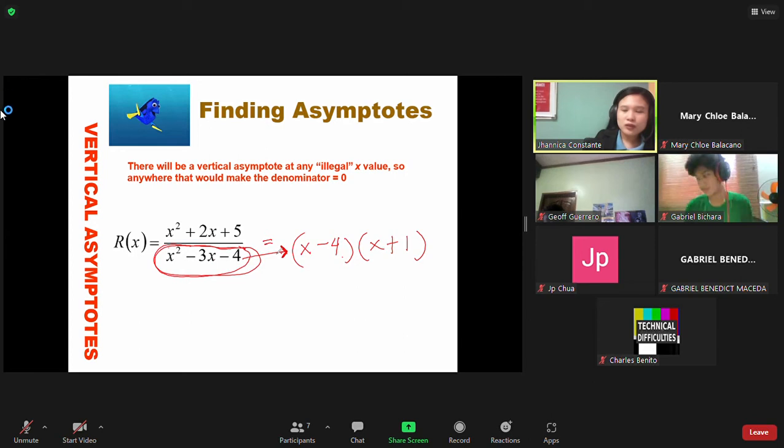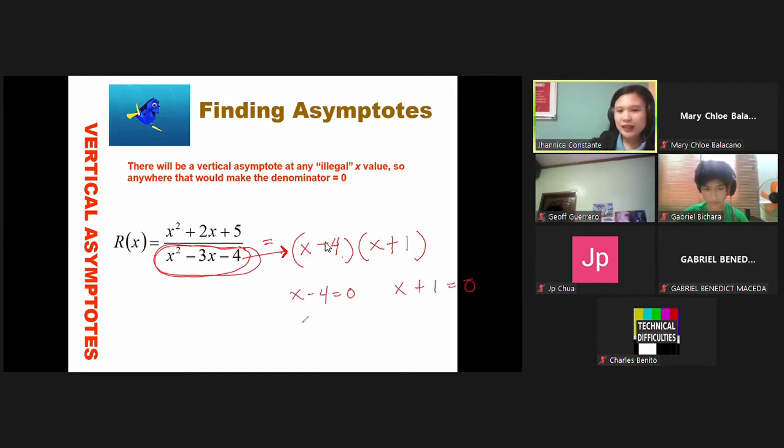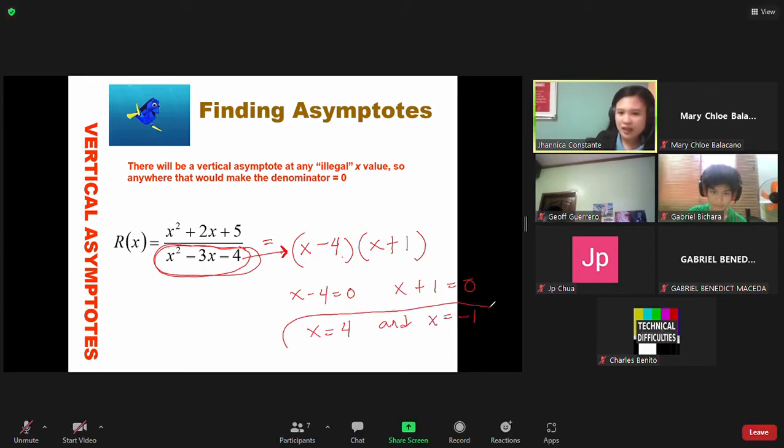x minus 4 equals to 0, and x plus 1 equals to 0. So the vertical asymptotes of our rational function are x equals to positive 4 and x equals to negative 1. That is our vertical asymptote.